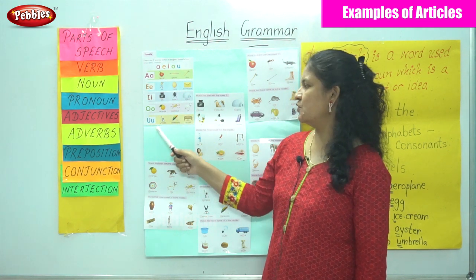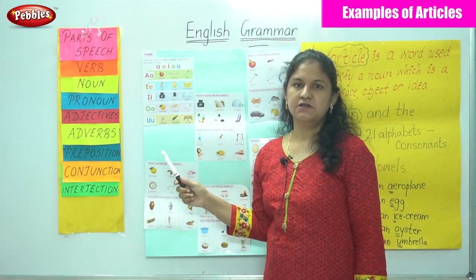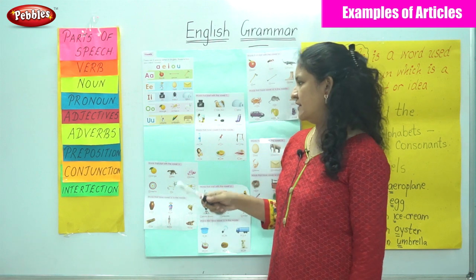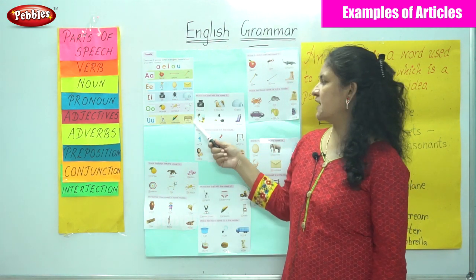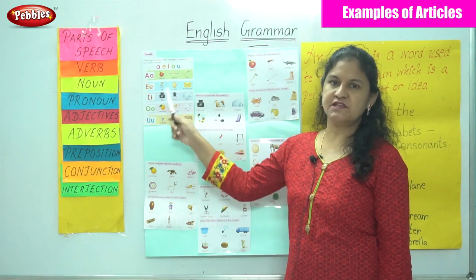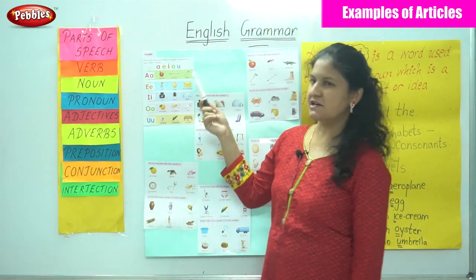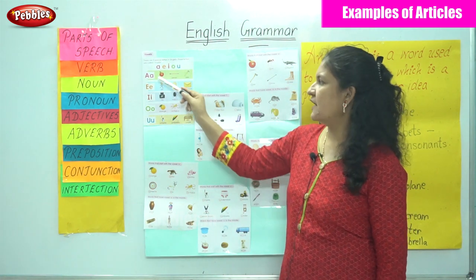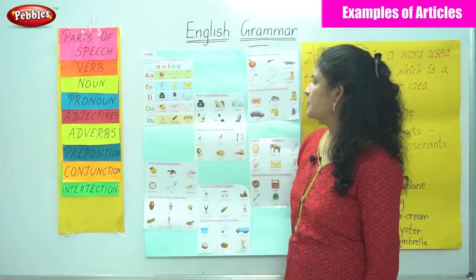The next we have U: umpire, umbrella, under. So then we use the article an: an umpire, an umbrella. The cat is under the chair. So then we use the article an. So these 5 special letters in English are called vowels: A, E, I, O and U.